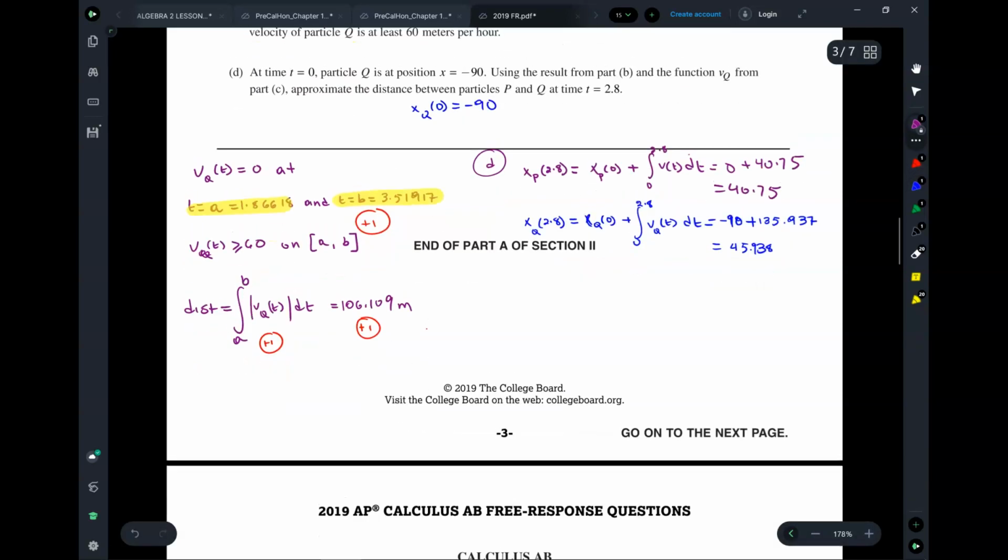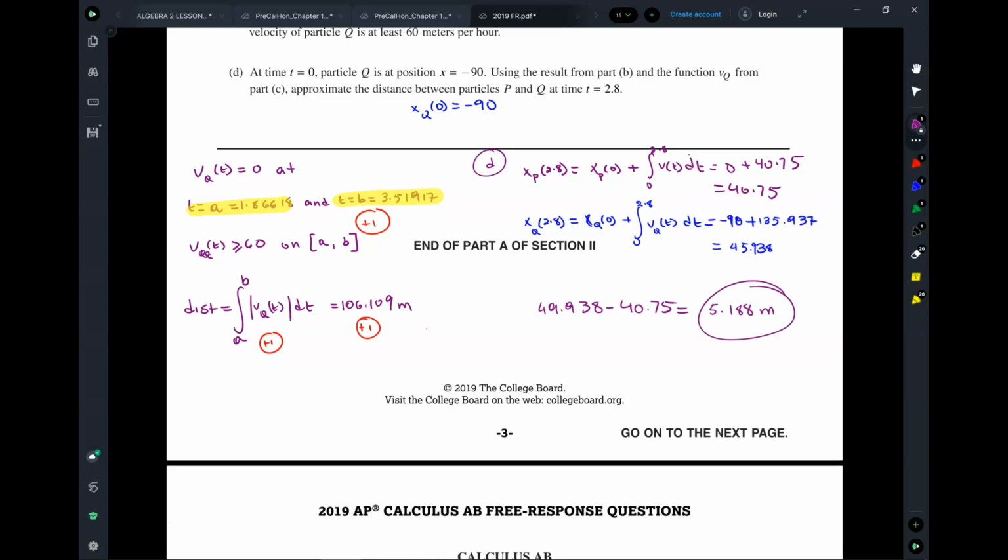So now what's the distance between them? You subtract, and how much do you get? 5.188 meters. Yeah, 45.938, sorry. Questions?